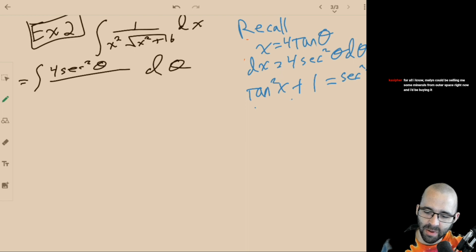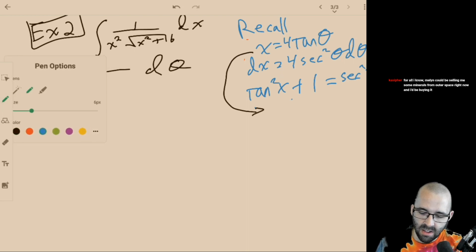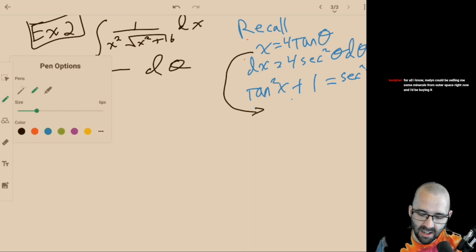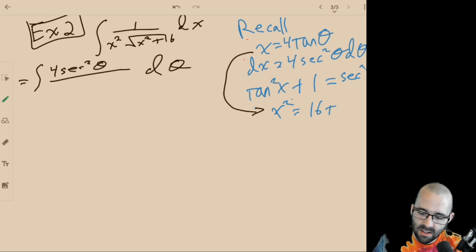And then our denominator, we have x squared. Ooh, we didn't actually write what x squared was over here. Let's write it out, okay? If x is 4 tangent of theta, what is x squared? Then x squared is that thing squared. So x squared is going to be 16 tangent squared of theta.